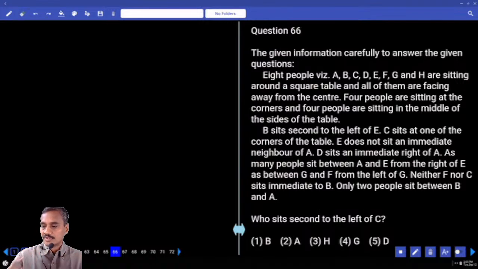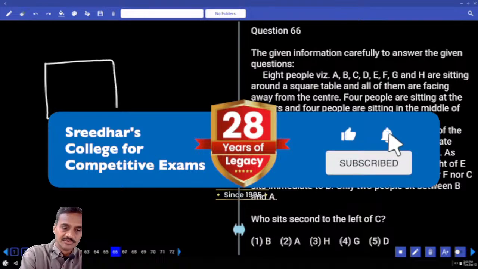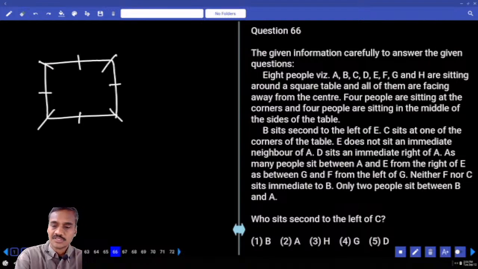Now here in this question number 66 onwards, these 5 are based on a square table, and all the persons are facing the same direction or different directions. Same direction, hence it must definitely be under the first priority. Now these 8 persons are seated around this square table, 4 at the centers and 4 at the corners, and all the persons are facing away from the center. This is how these 8 persons were seated.